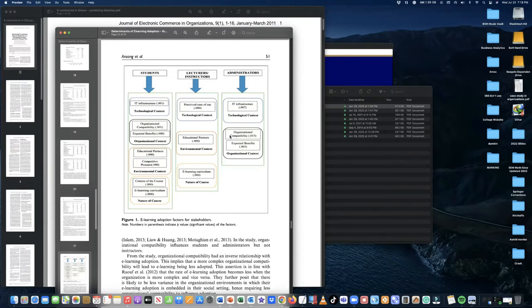If you say determinants of adoption, you know, if a university has a Sakai platform or any other e-learning platform, I'm only wondering whether students have a say in whether or not they want to adopt the platform, because this is like a top-down strategy. So I'm kind of wondering. I understand you.